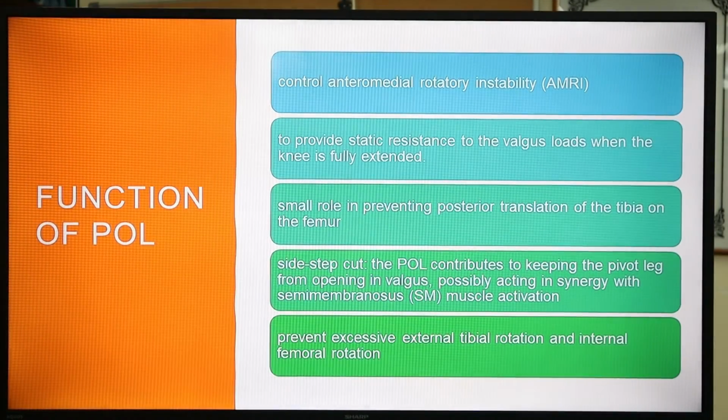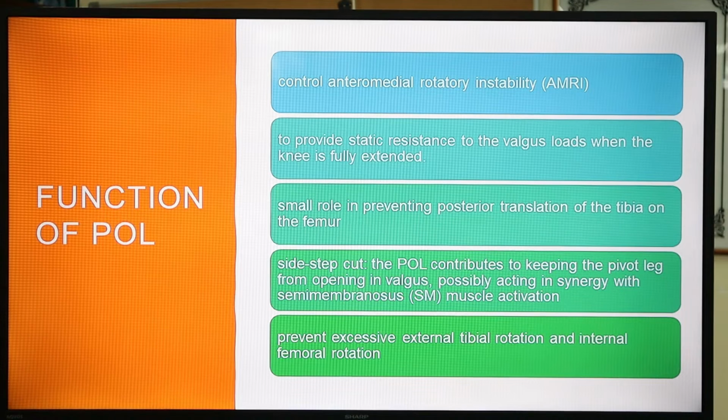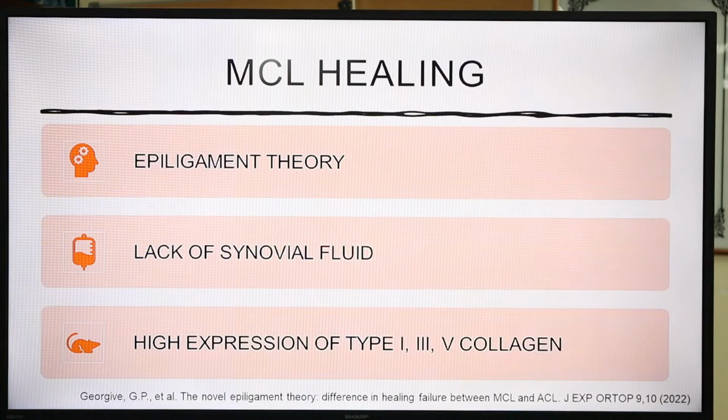Whereas the POL's main function is anteromedial rotatory stability. It also provides a static resistance to the valgus load when the knee is in full extension. It has a small role in prevention of posterior translation, but the main function is by the PCL. During the side step, it is important for valgus stability, acting synergistically with your semimembranosus, and it prevents excessive external rotation of the tibia and internal rotation of the femur. Because the attachment is quite oblique, that is the function of the POL.